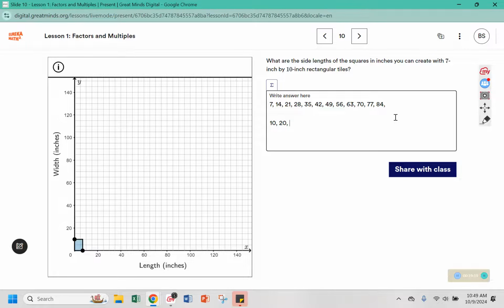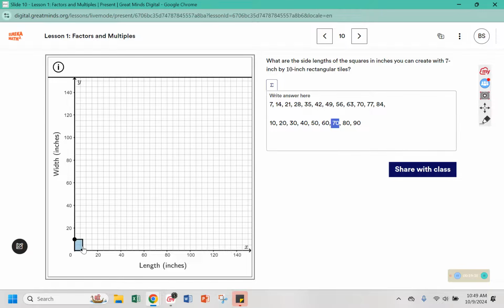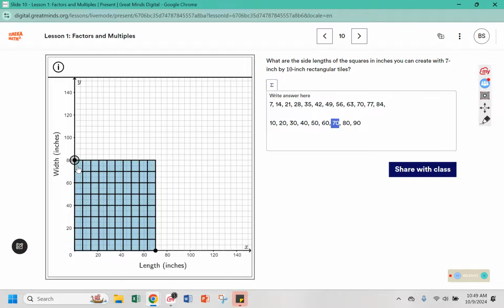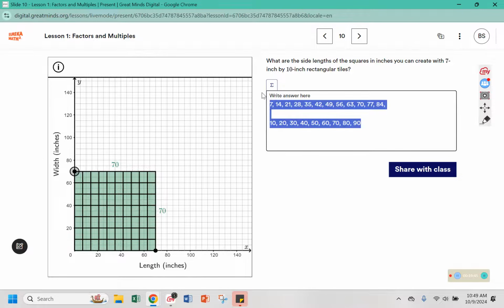10, 20, 30, 40, 50, 60, 70, 80, 90. The only number that appears in both, meaning it's a multiple of both 7 and 10, is 70. So we're going to create a 70 by 70 square. And this is in inches. What are the side lengths of the squares in inches you can create with a 7 by 10? 70 inches.